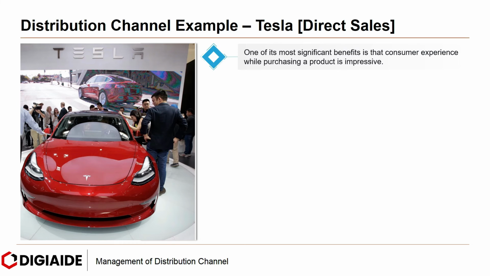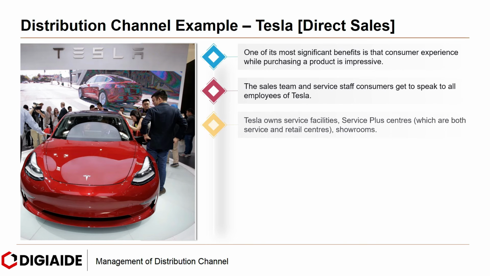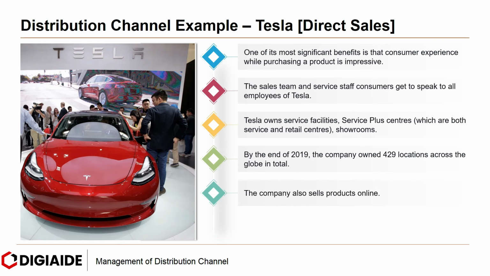One of its most significant benefits is that the customer experience while purchasing a product is impressive. The sales team and the service staff, consumers get to speak to all employees of Tesla. Tesla owns service facilities, Service Plus centers and showrooms. By the end of 2019, the company owned 429 locations across the globe in total. The company also sells products online. Thus, consumers get to customize the products before buying.